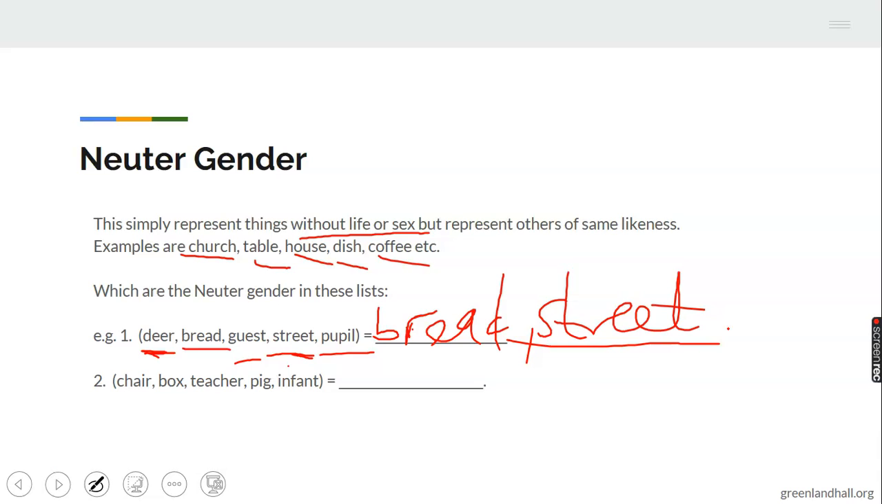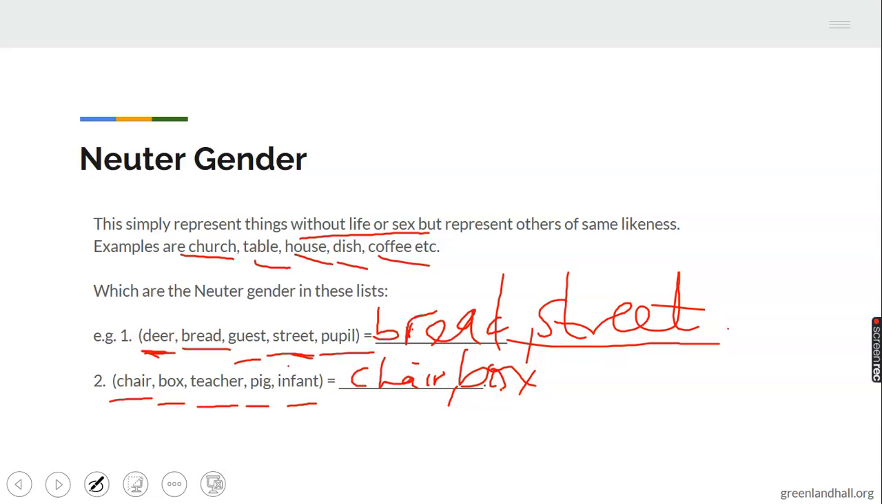Let's look at the next one. What do we have here? Chair, box, teacher, pig, infant. So which is the neuter gender? Let's consider. Is chair a neuter gender? Yes, it does not have life. Chair. The next one, box. Yes, it does not have life. Do we have any other one?